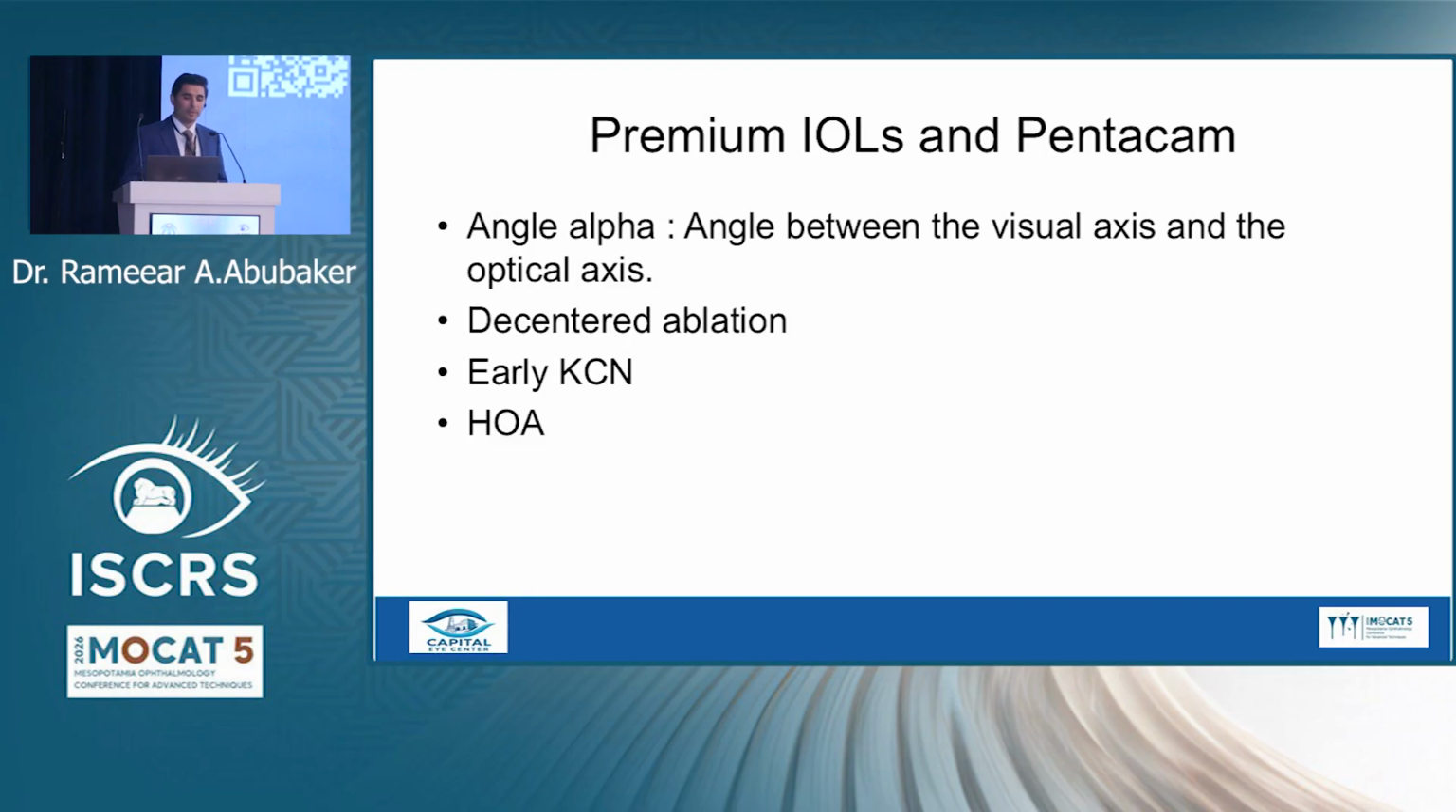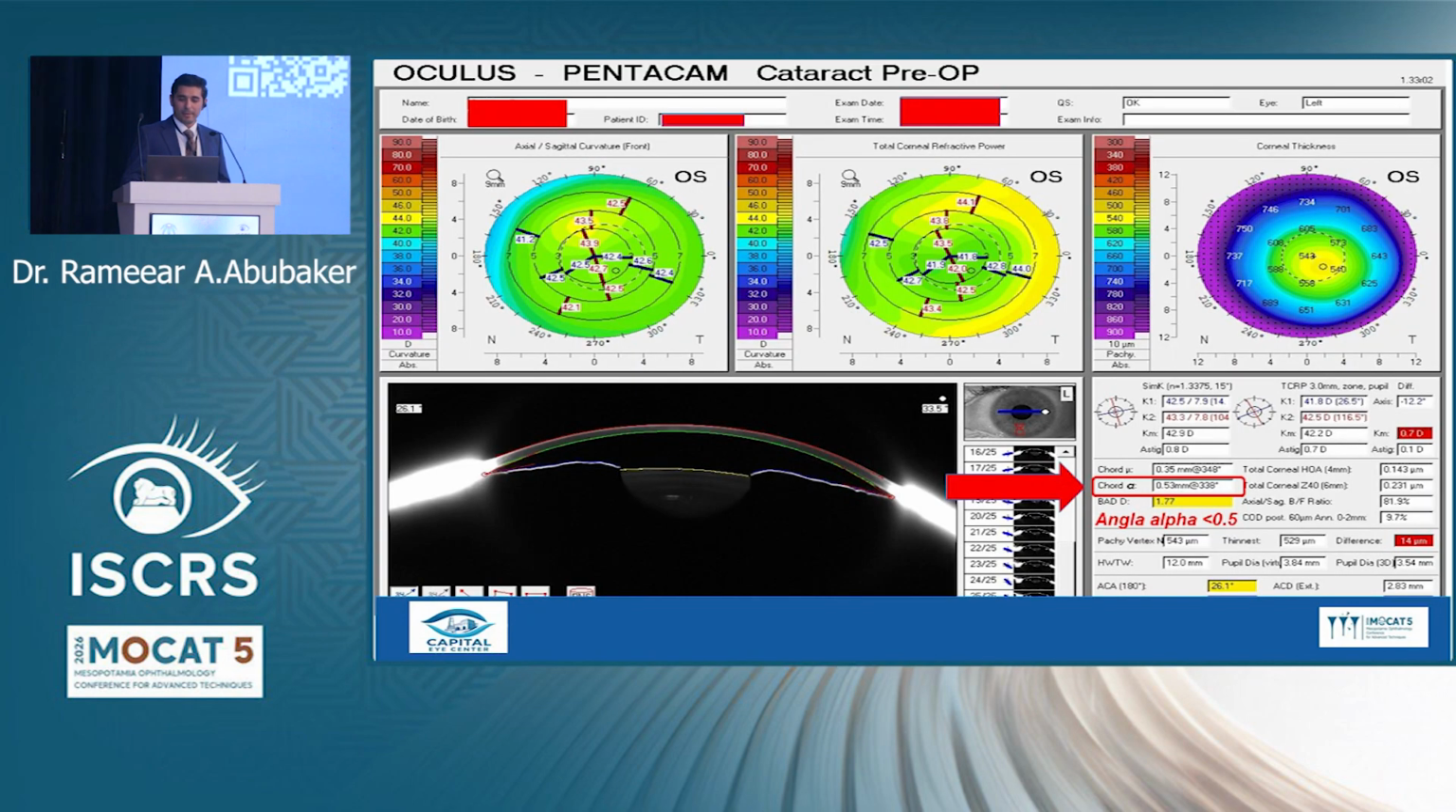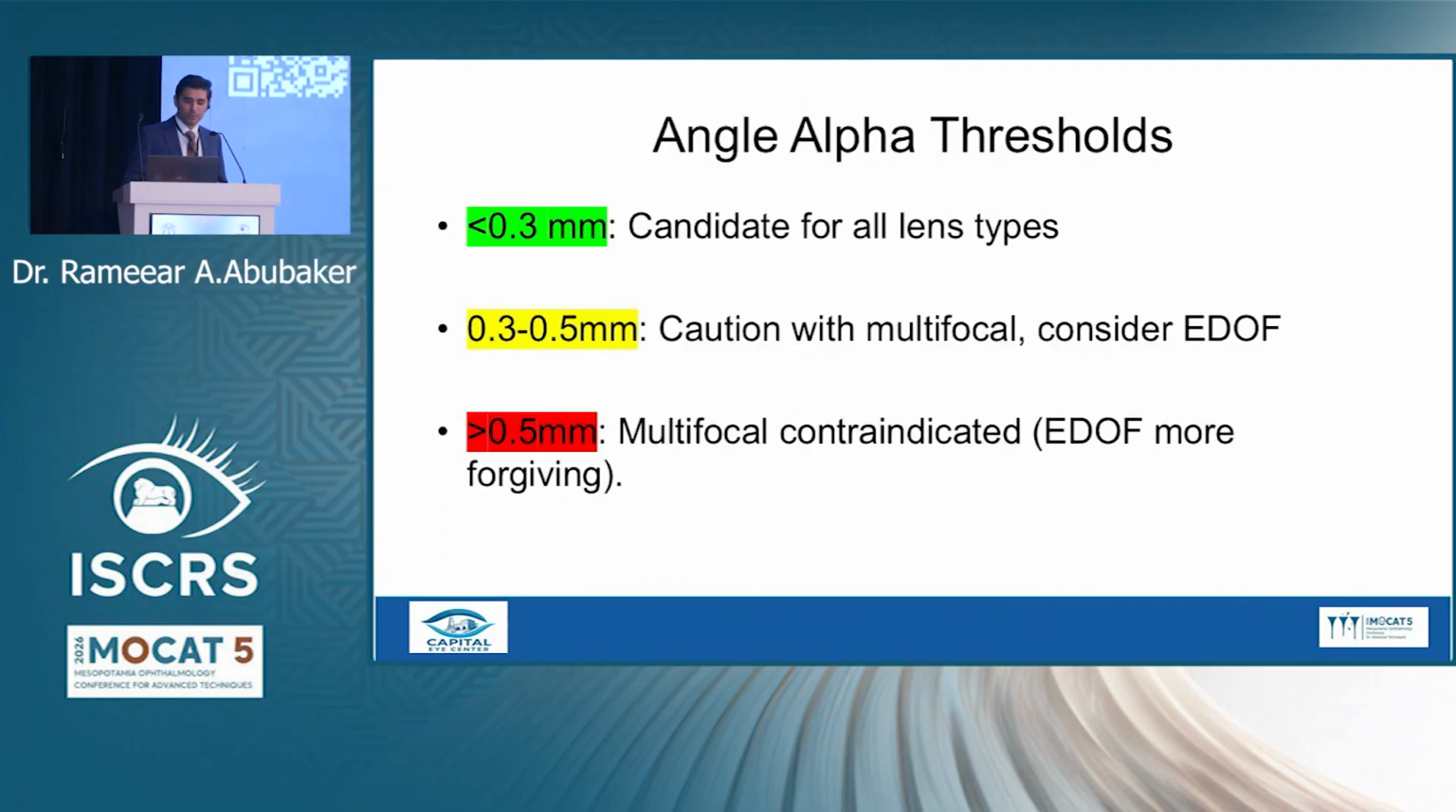Pentacam is important in premium IOLs, angle alpha. We also look for decentered ablation, early keratoconus, and higher order aberrations. Here again, on the cataract pre-op scan, you can find the chord alpha, which corresponds to the angle alpha. Dr. Ammar already went through these numbers, so I'm not going to go through them again.